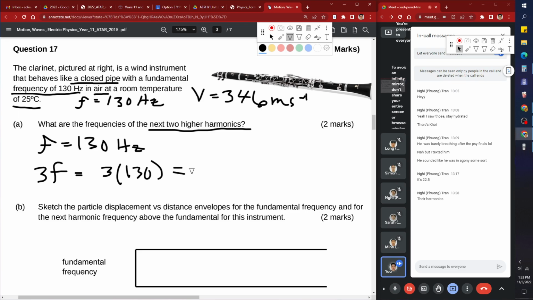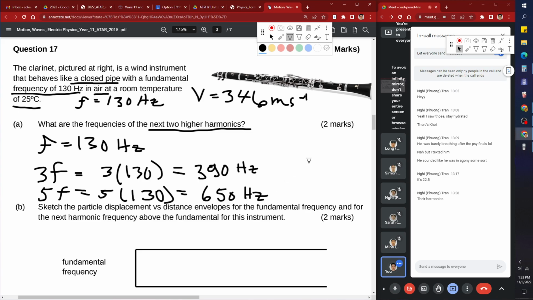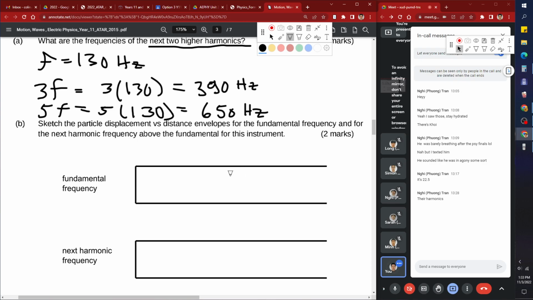I don't think I need a calculator for this one, but who knows? I've shown you before, sometimes I miss them. And this one is exactly the same thing. 5 Fs, so 650 hertz. Okay, the frequencies. Boom, we good. Sketch the particle displacement versus the distance envelopes. I mean, is this just the pipe?